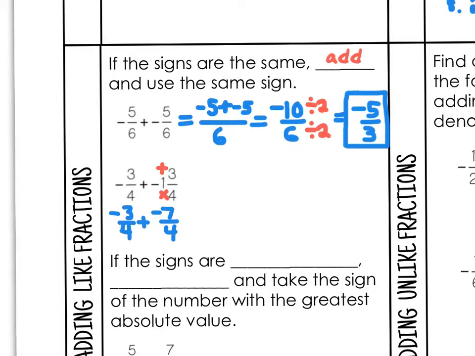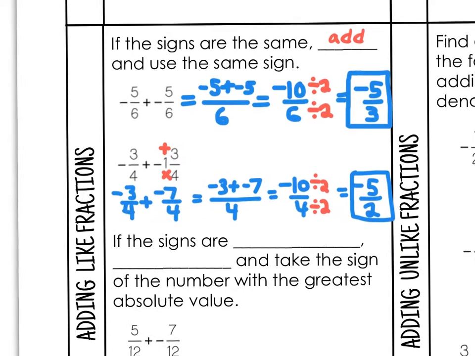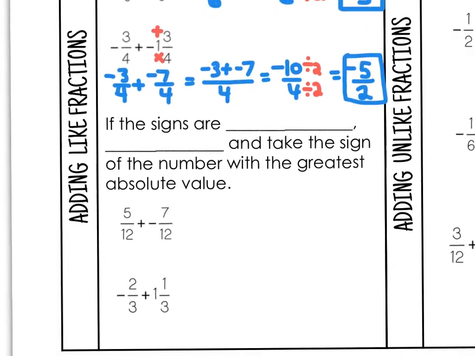Now they have a common denominator, so you put it all over 4. And on the top you have negative 3 plus negative 7. And that's going to be negative 10 over 4. And then we simplify. So we divide by 2 on the top and the bottom. And so now, in simplest form, it's going to be negative 5 over 2. And again, it's okay if you leave your answers as an improper fraction.